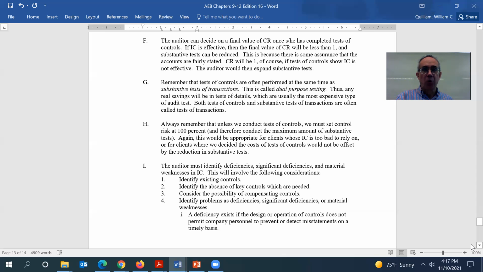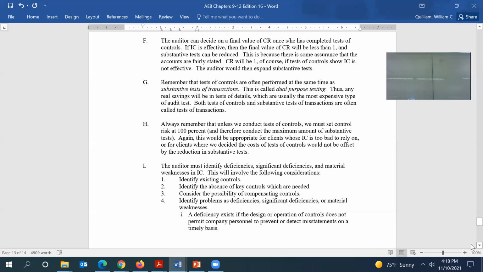Well, and gee, just remember that test controls are often performed at the same time as substantive tests of transactions, and that's called dual purpose testing. So, we've said before, if we have a sample of sales documents pulled, we can check to make sure they were posted correctly, trace them to the sales journal, in other words. That's the substantive test of transactions part, dealing with dollars. At the same time, we can look for that credit approval number. There's the test control.